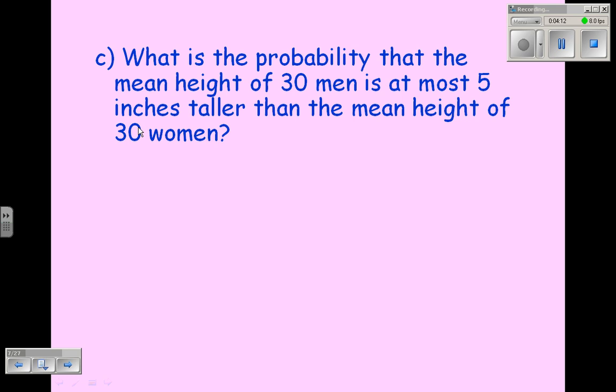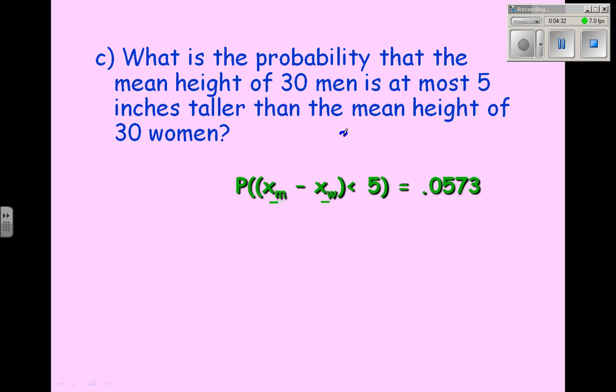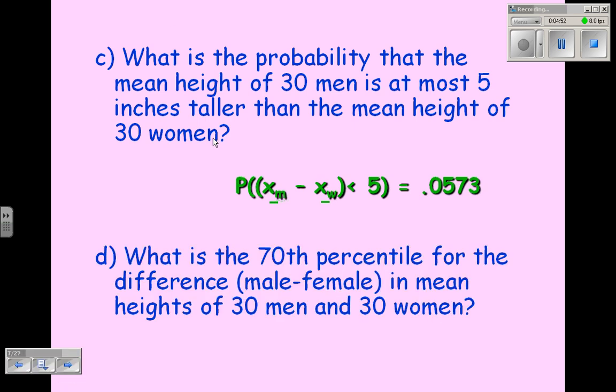Now let's talk about a sample. Let's say instead of a single man and a single woman, we're talking about a sample of 30 men. What's the probability that the mean height of 30 men is at most 5 inches taller than the mean height of 30 women? What's going to change is the standard deviation. Instead of the 3.471 that we had before, our standard deviation now is 3.471 divided by the square root of 30. We would use that for our standard deviation. We would still use the same normal procedure that we used on the last slide. The only thing that's changed is the standard deviation, and it gives us a lower percentage.